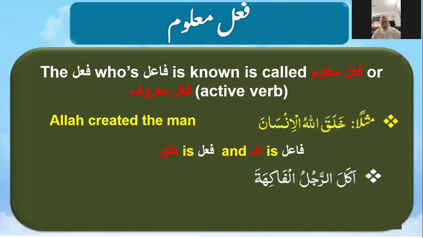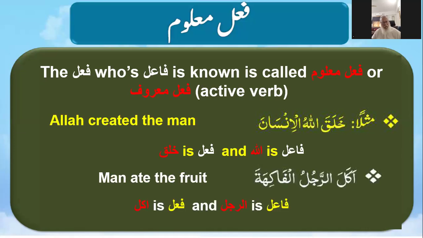Another example. Akala ar-rajulu al-fakihata. The man ate the fruit. Man ate the fruit. Now we know who is eating. Man. So here we can say akala is the fi'l and ar-rajul is the fa'il, who is eating the fruit. I'm not eating the fruit, okay? The man is eating.